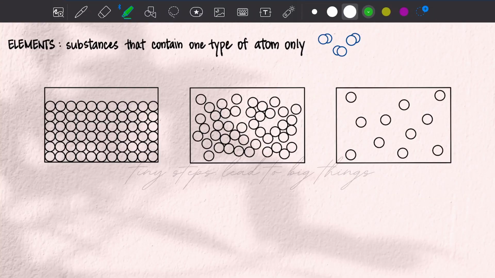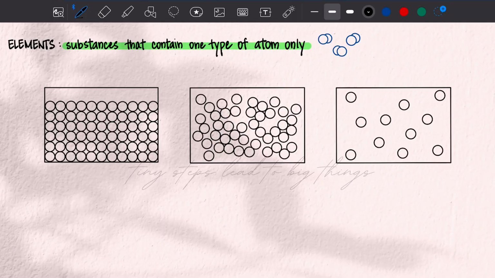First up, we have our elements. Elements are substances that contain one type of atom. Very important, it's one type of atom, not one atom. There's a tiny difference. They can be found in either a solid state, for example magnesium, a liquid state like mercury, or a gaseous state like oxygen, which exists as a gaseous diatomic element. Think birds of a feather.